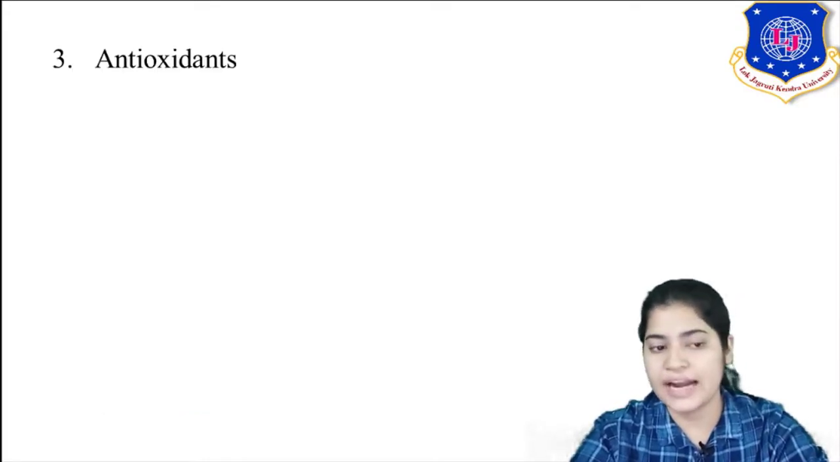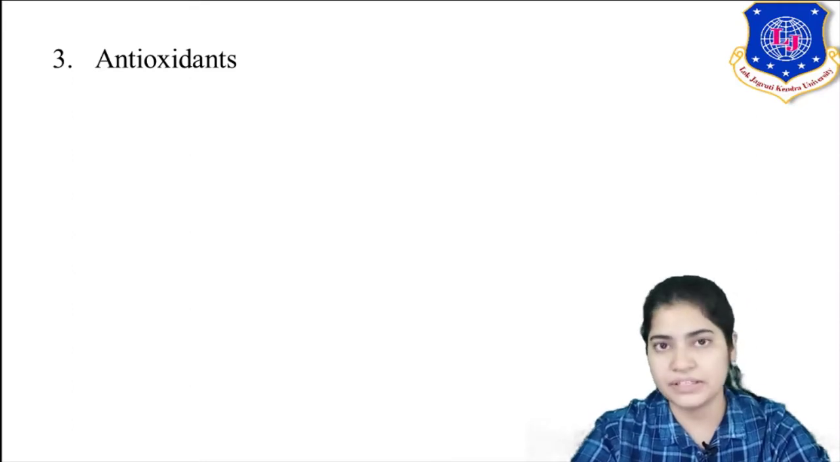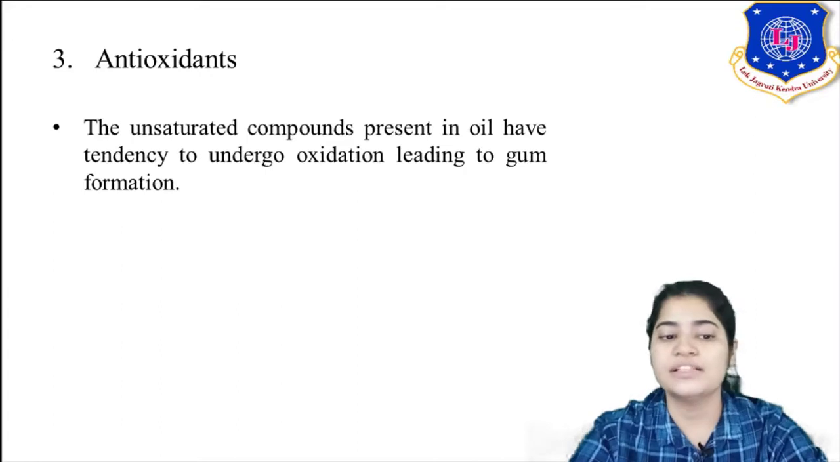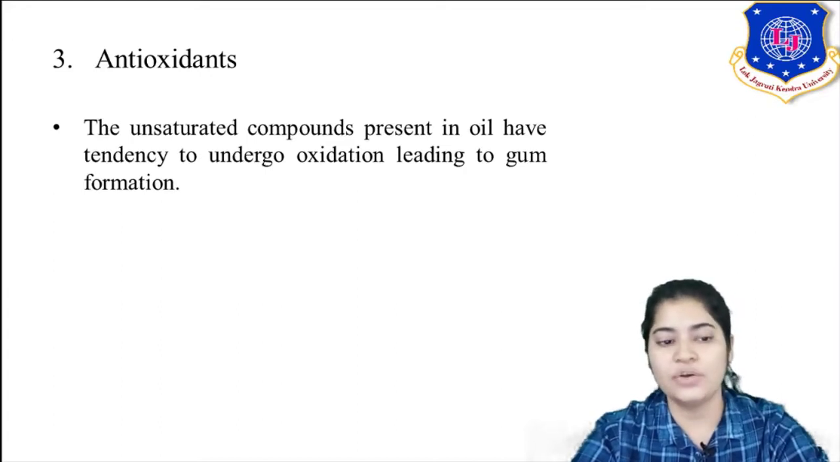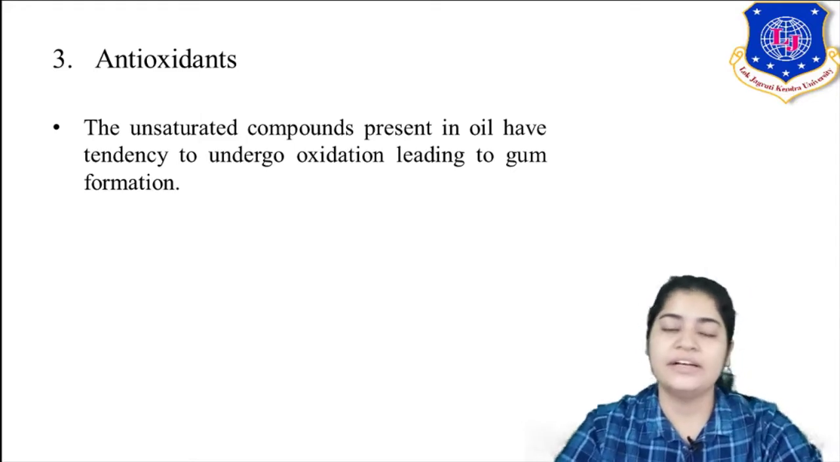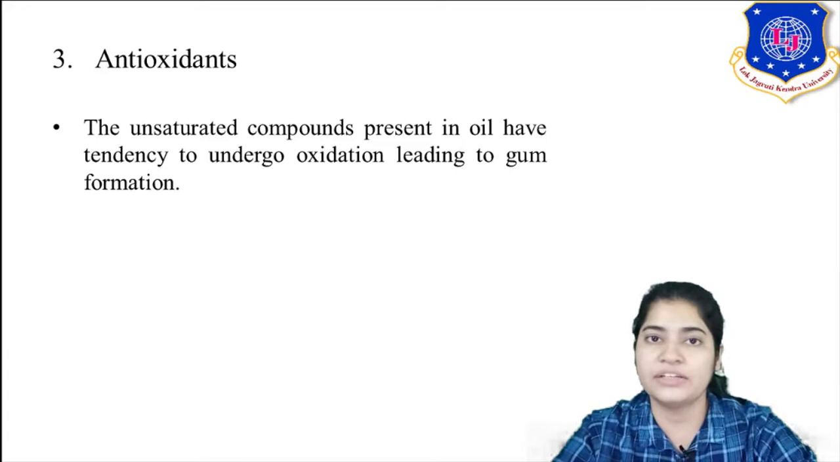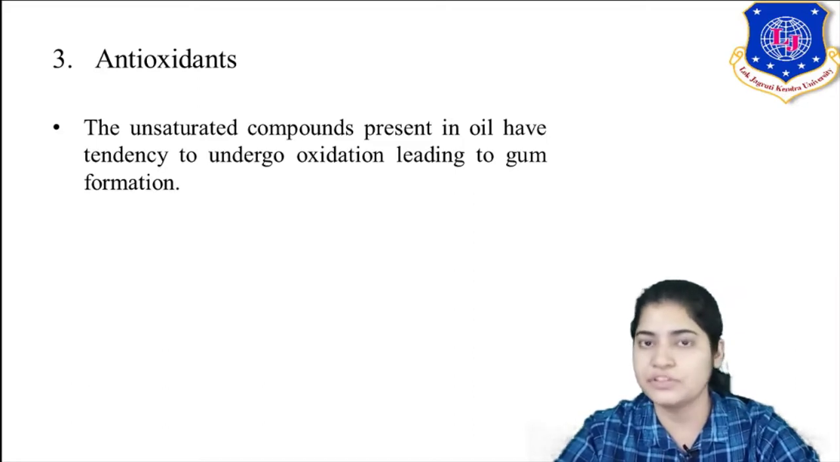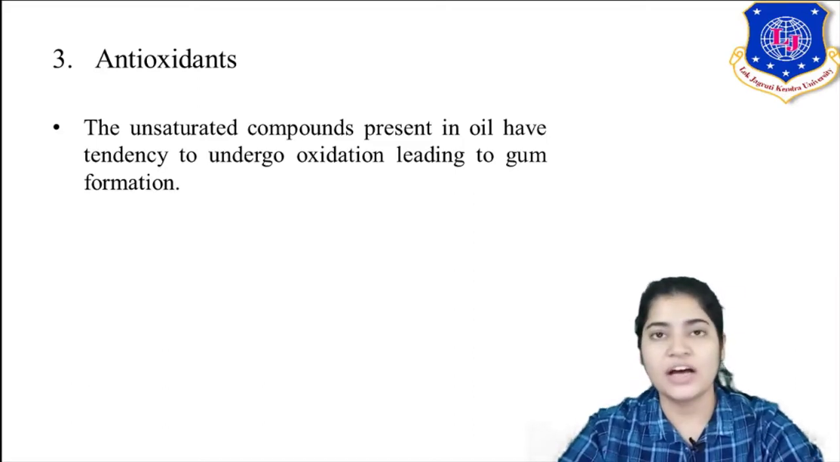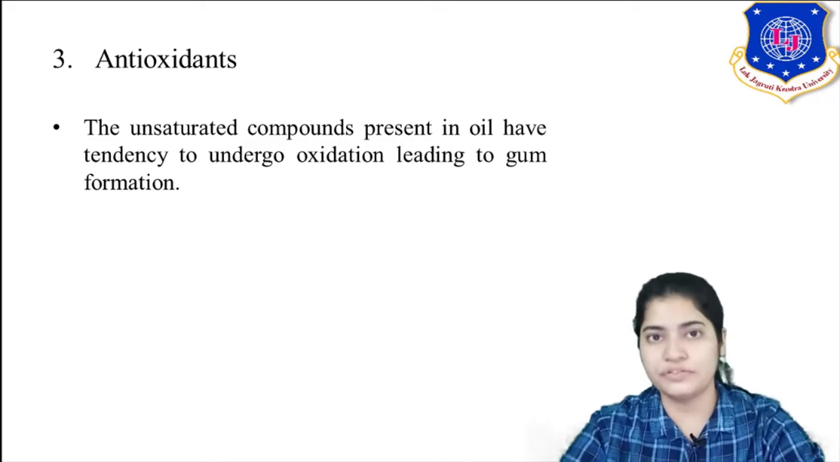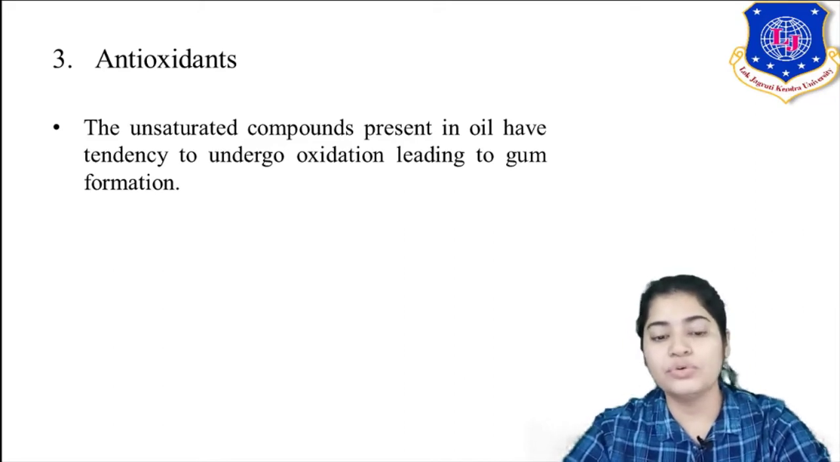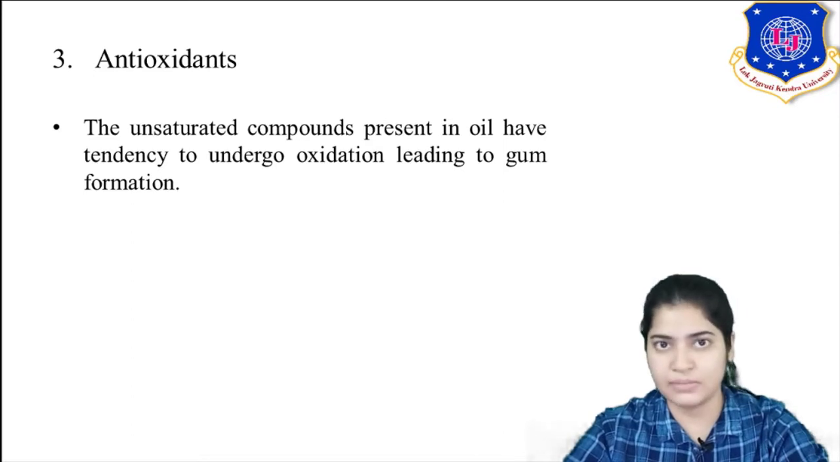Moving forward, the third one is the antioxidants. From the name itself, it inhibits the oxidation reaction. Now, the unsaturated compounds present in oil have a tendency to undergo oxidation, leading to gum formation. This was studied in gum content also. It was one of the properties which we studied in gasoline. The unsaturated compounds, generally olefins, are prone to reaction. They can react easily because they have unstable bonds.